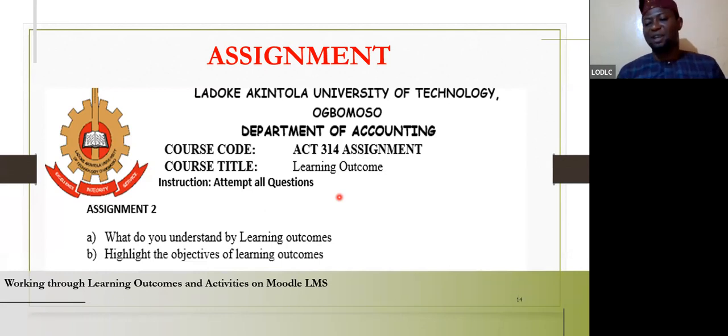Let us look at what the assignment is telling us. What do you understand by learning outcomes? We have just two assignments here. The first is: what do you understand by learning outcomes? The second one is: highlight the objectives of learning outcomes. Now these are the assignments, and you are expected to upload them to your learning management system.